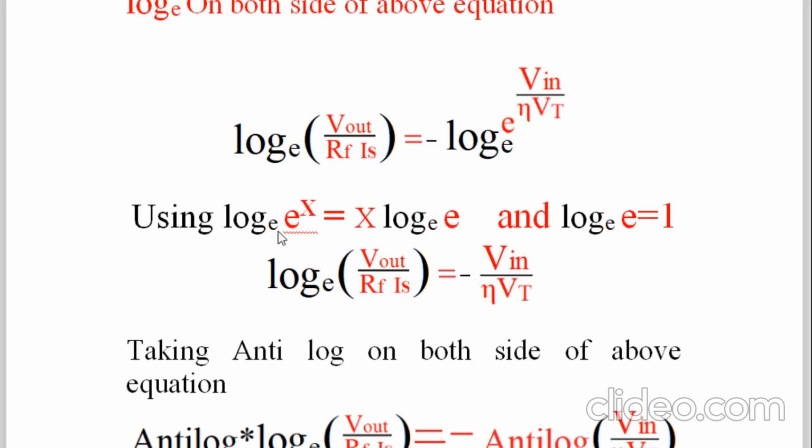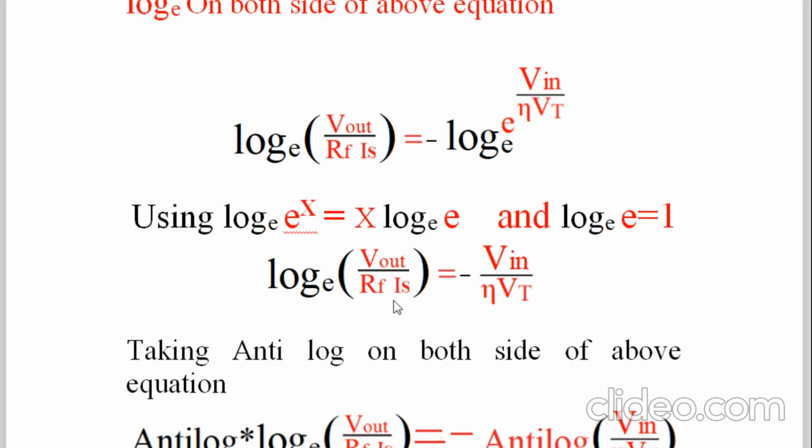Now we can use the logic: log to the base e of e raised to x is equal to x, because x will be taken on this side, x into log to the base e of e, and log to the base e of e is 1. Therefore here, when I took this side, V in upon eta into Vt, what remains? Log to the base e of e remains, and that is 1. That's why I have not written it. And the minus sign is at it. It is log to the base e of V out divided by Rf into Is.